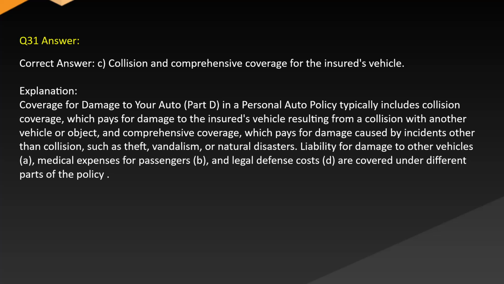Explanation. Coverage for damage to your auto, Part D, in a personal auto policy typically includes collision coverage, which pays for damage to the insured's vehicle resulting from a collision with another vehicle or object, and comprehensive coverage, which pays for damage caused by incidents other than collision, such as theft, vandalism, or natural disasters. Liability for damage to other vehicles, A, medical expenses for passengers, B, and legal defense costs, D, are covered under different parts of the policy.